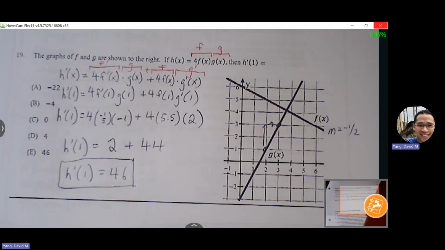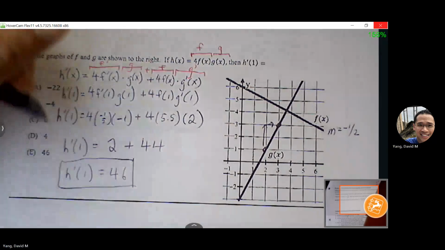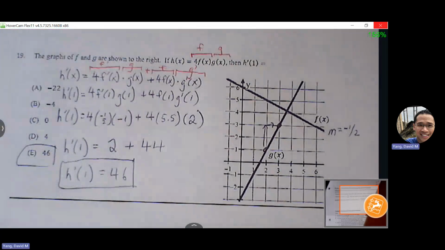Okay, one last one I want to do with you, number 17. Okay, number 17. Same page. But first, any questions with 19?